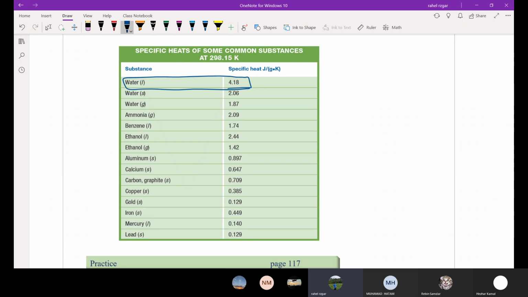What does this mean? Then what does this mean? It means water needs 4.18 joules. See, joule per gram K. 4.18 joules of energy is needed to heat 1 gram of water by 1 Kelvin or by 1 Celsius. It doesn't matter because it's change.